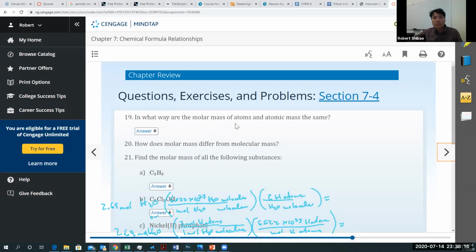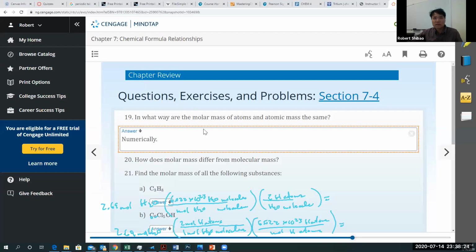In what way are molar mass of atoms and atomic mass the same? The numbers are the same, the units are different. Molar mass is grams per mole, atomic mass is U per unit. How does molar mass differ from molecular mass? Molar mass is the weight in grams of a mole. The molecular mass is the weight in U for a single molecule.